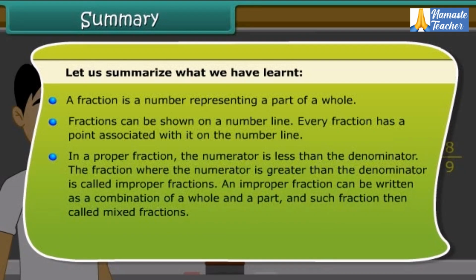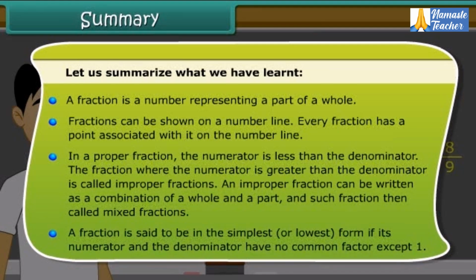In a proper fraction, the numerator is less than the denominator. The fraction where the numerator is greater than the denominator is called improper fraction. An improper fraction can be written as a combination of a whole and a part, and such a fraction is then called a mixed fraction. A fraction is said to be in the simplest or lowest form if its numerator and the denominator have no common factor except 1.